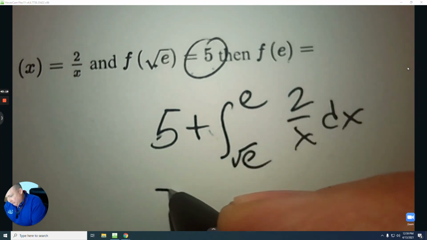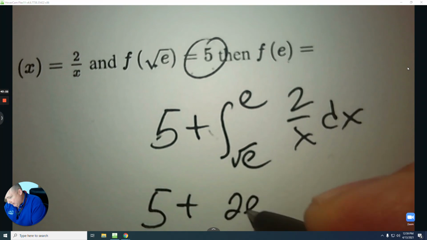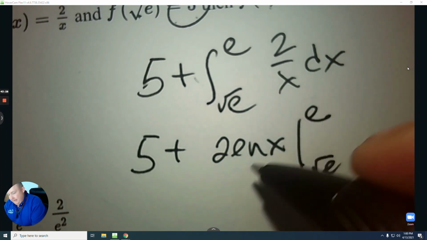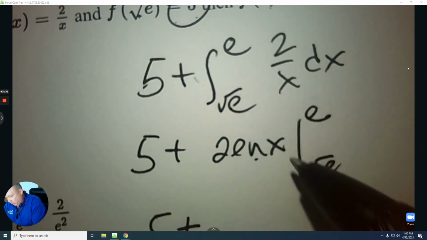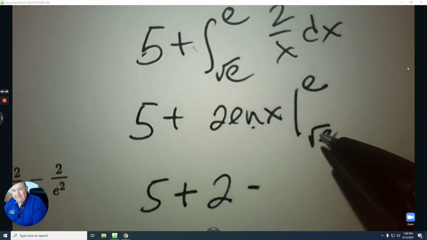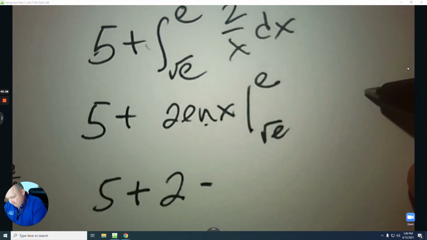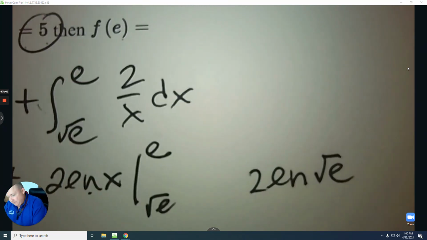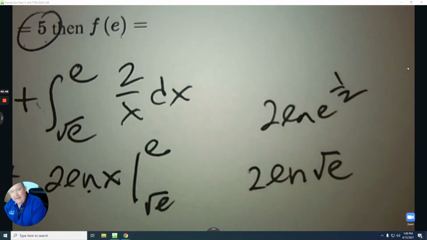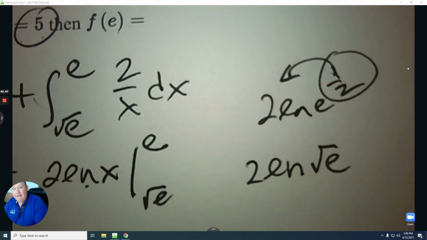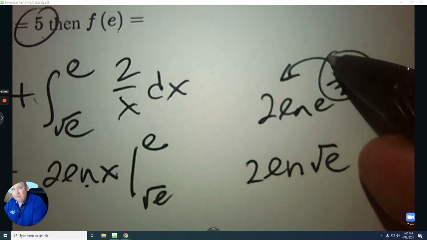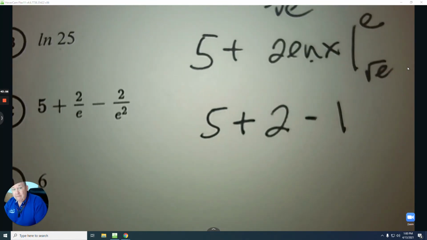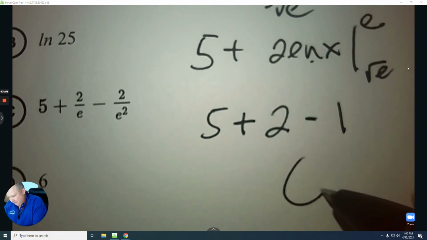So 2 over x to begin with is just 2 ln x when you integrate it. And it goes from root e to e. And then I plug in e to begin with. Well, ln e is 1. So that's just 2. Subtract. Now this one takes a little more thinking. If I plug in root e, you get 2 ln root e. Well, that's the same as 2 ln e to the 1/2. So a property is the 1/2 can be multiplied in front. So 1/2 times 2, that's just 1 ln e, which is 1. So we got 5 plus 2, take away 1. What is that? 6.